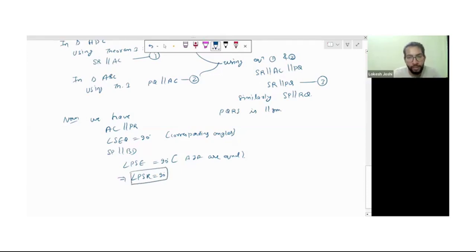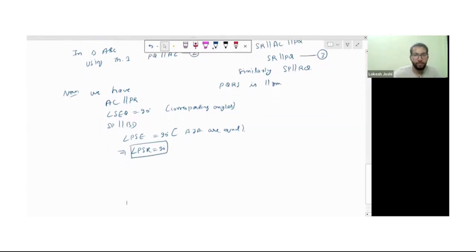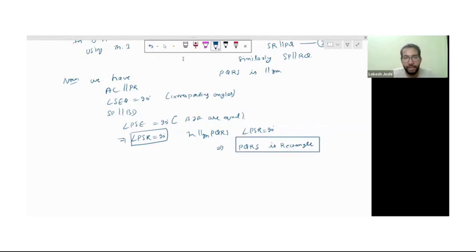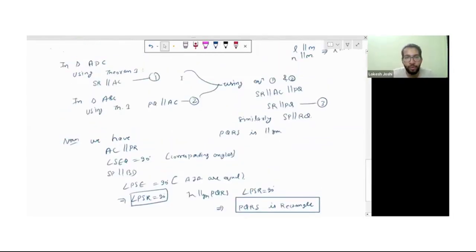Okay. Now in the quadrilateral PQRS, or in parallelogram PQRS, angle PSR is equal to 90 degrees. And in a parallelogram, if any angle is 90 degrees, we can say the given parallelogram is a rectangle. So this is what we had to prove, and we have done it, which means PQRS is a rectangle.